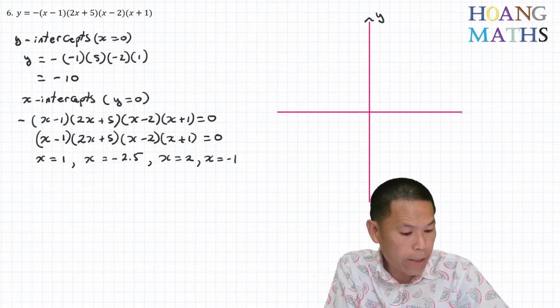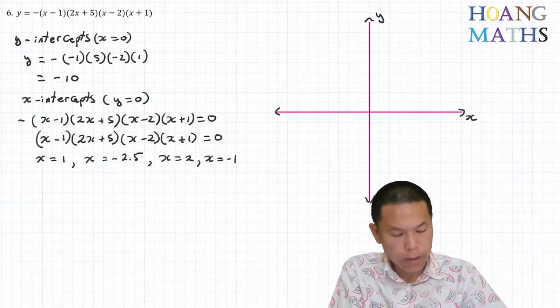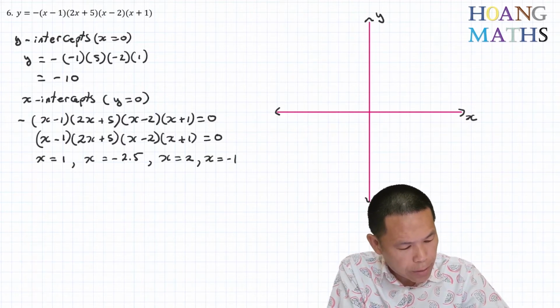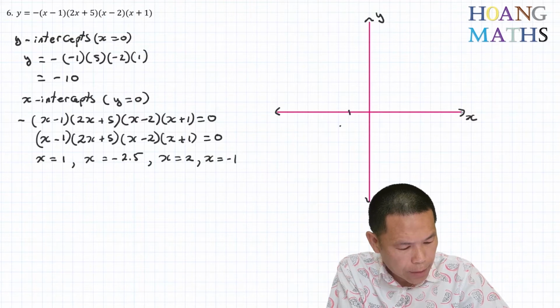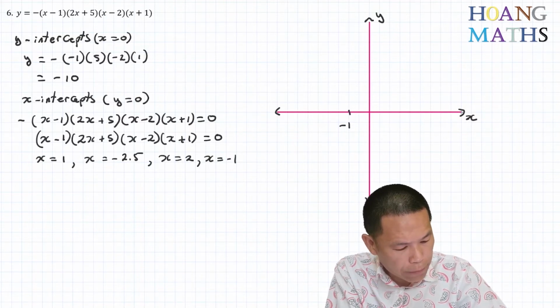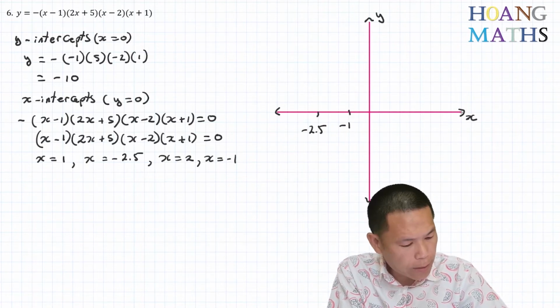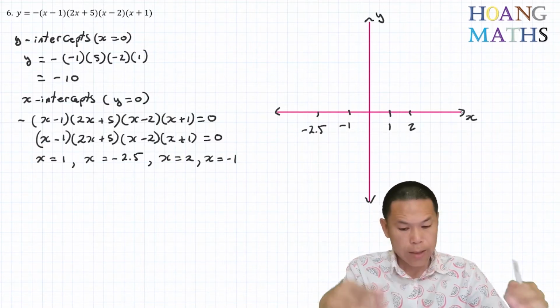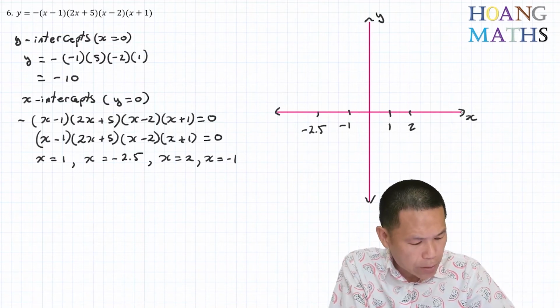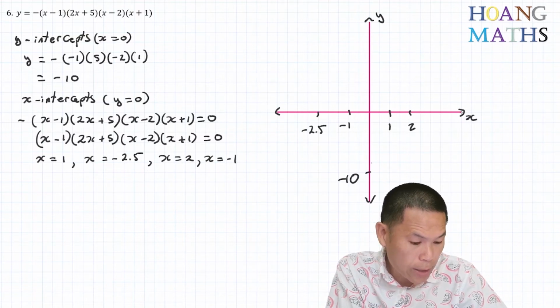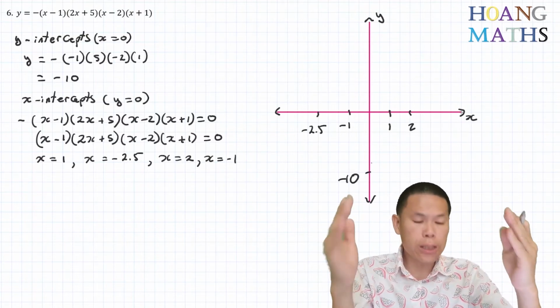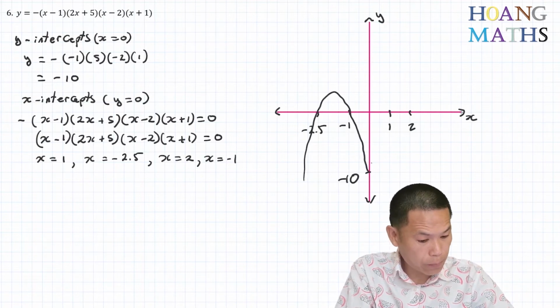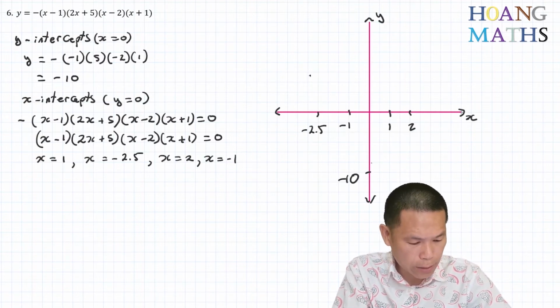So this is y, this is x. So the x-intercepts are 1, negative 1, and negative 2.5. So negative 2.5 here, and then 2, 1, and then 1. And the y-intercept is negative 10. So right below here roughly, okay? So negative 10 is roughly here, okay? Then to sketch this, it's either going like this, or it can go like this.